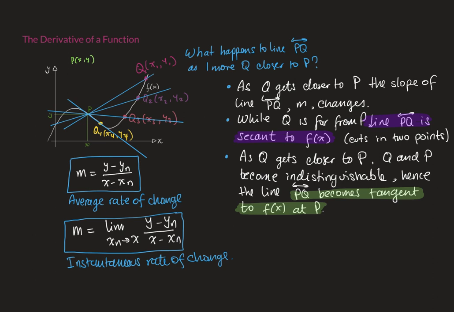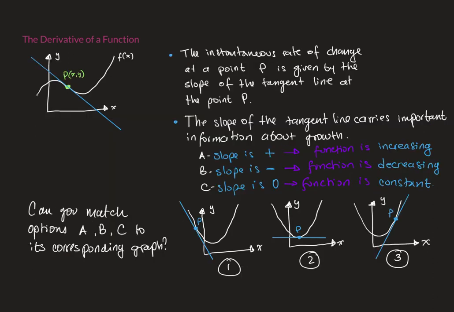And the slope is given by the limit, when xn, which is the x-coordinate of Q, approaches x, of y minus yn over x minus xn. This would be the representation of the instantaneous rate of change. So what do we learn? We learned that the instantaneous rate of change at a point P is given by the slope of the tangent line at the point P.